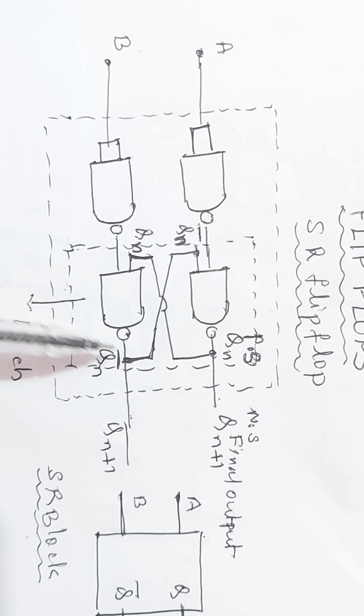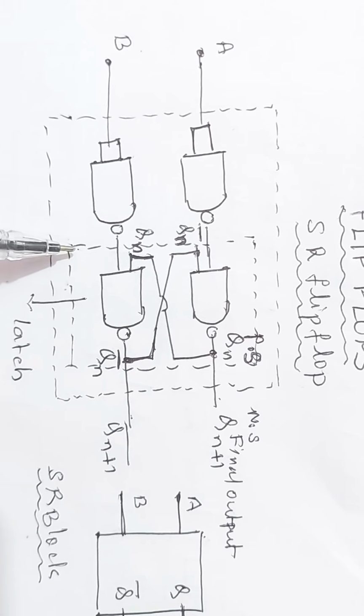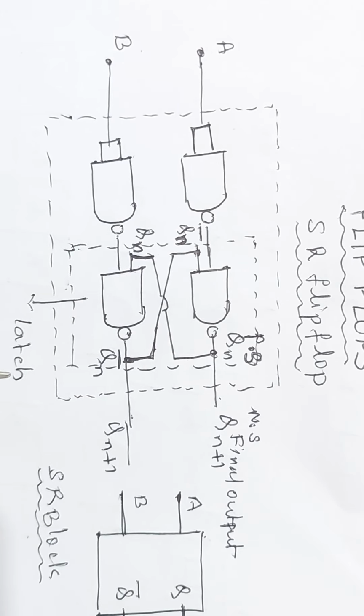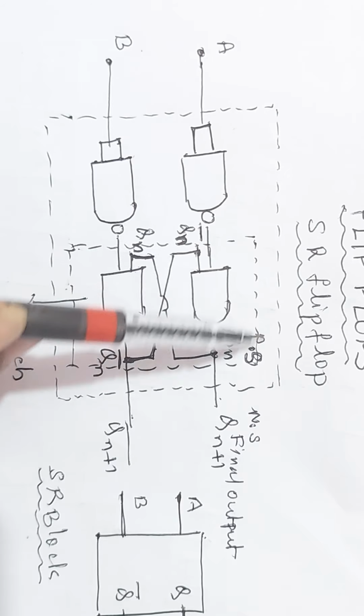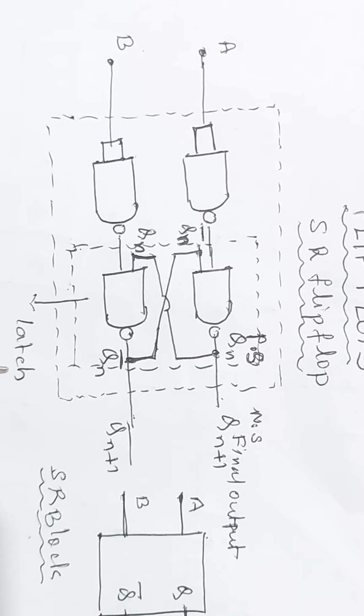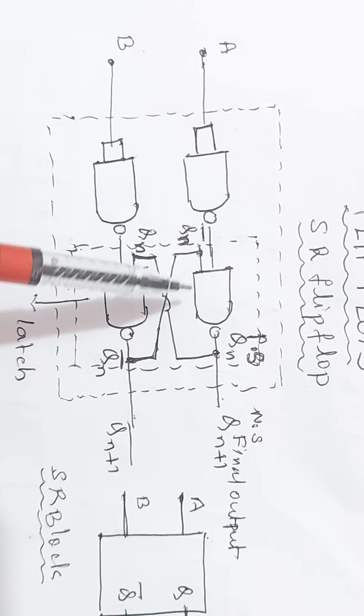The circuit consisting within this block diagram is called a latch, L-A-T-C-H, latch. The circuit within the inner box is called a latch. That means the circuit in which output is fed back to the input is called a latch.